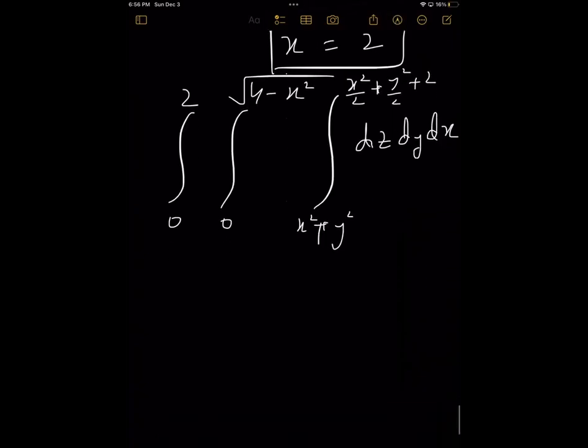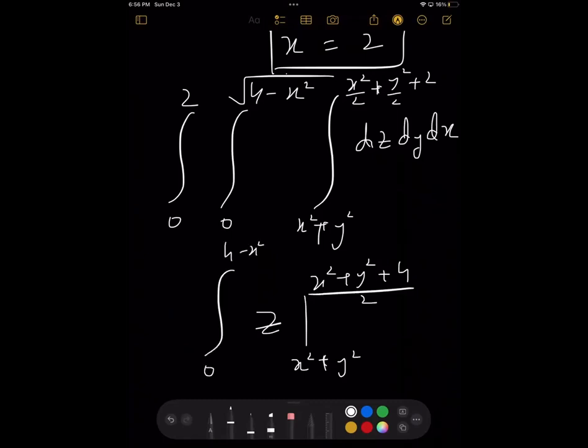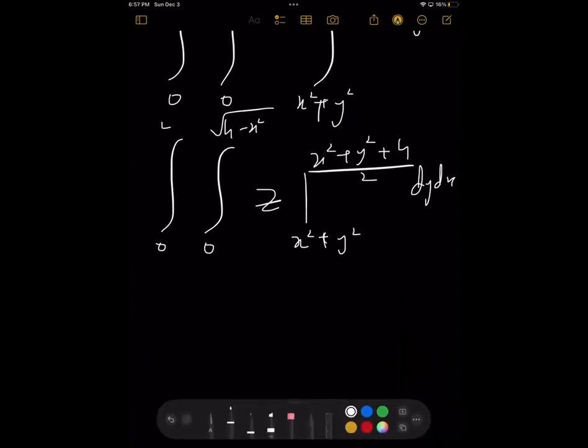So z is equal to z, dz is z, so it is going from x squared plus y squared to x squared plus y squared plus 4 divided by 2, and here it is 0 to the square root of 4 minus x squared, and 0 to 2. Here is dy dx. So let's put the values. We have x squared by 2 plus y squared by 2 plus 2 minus x squared minus y squared. And this is our dy dx.